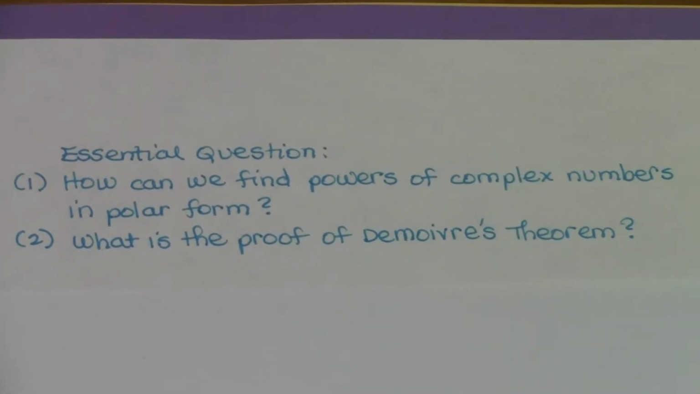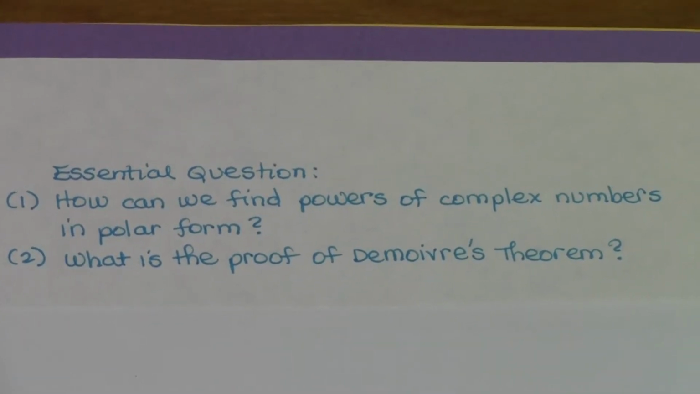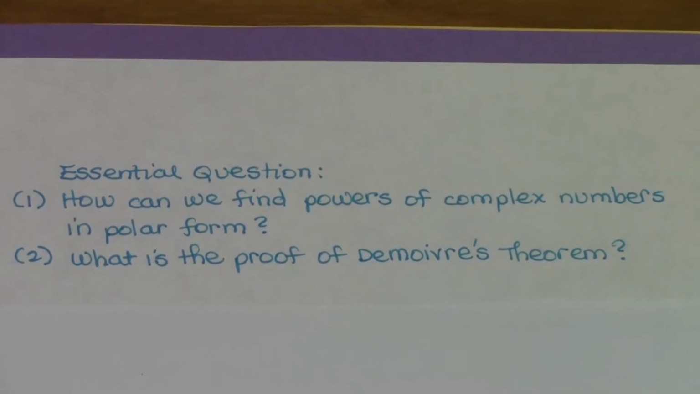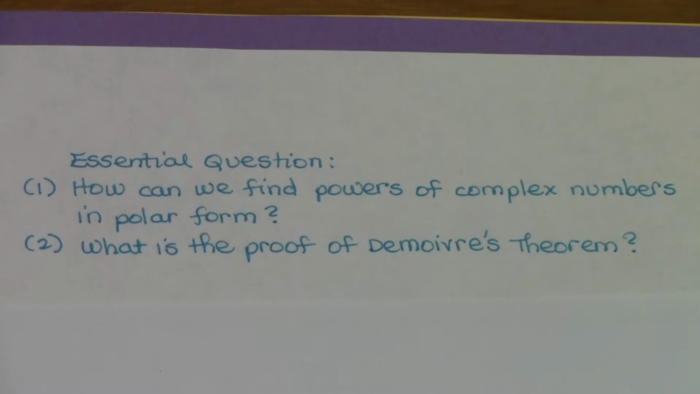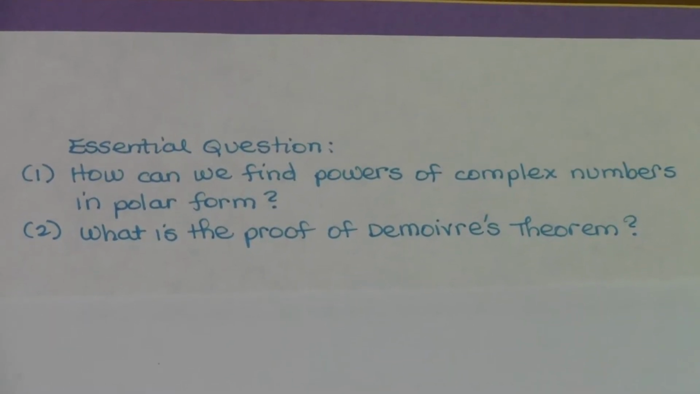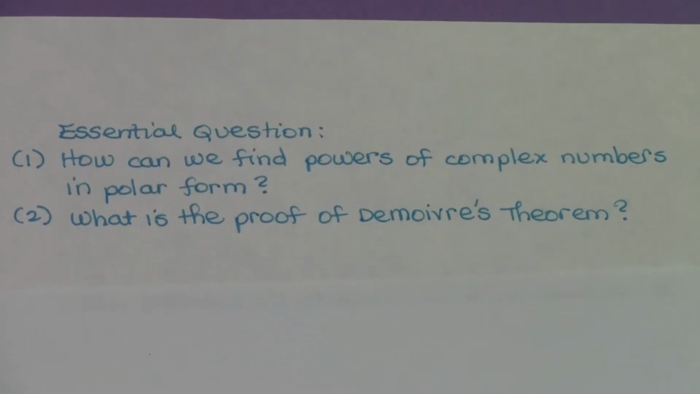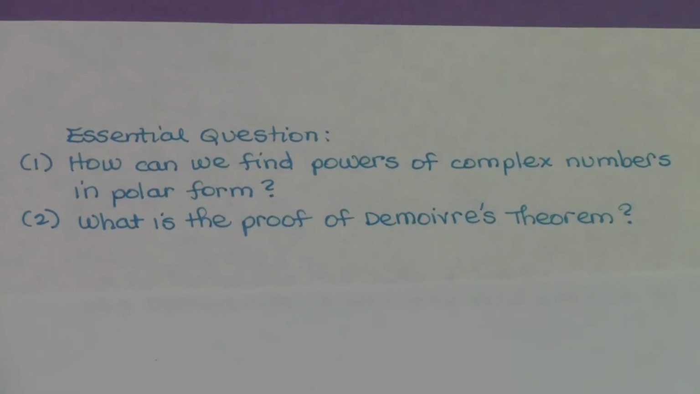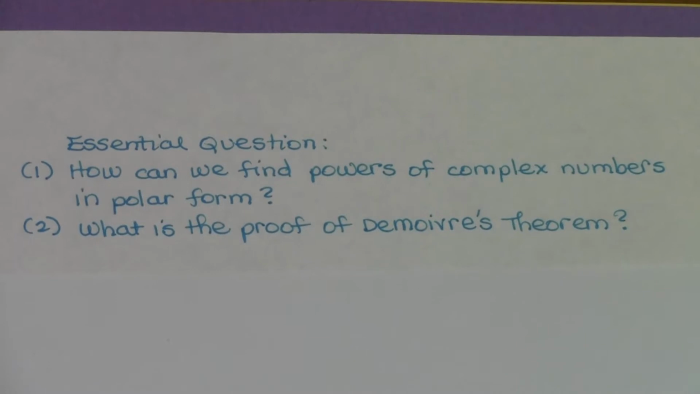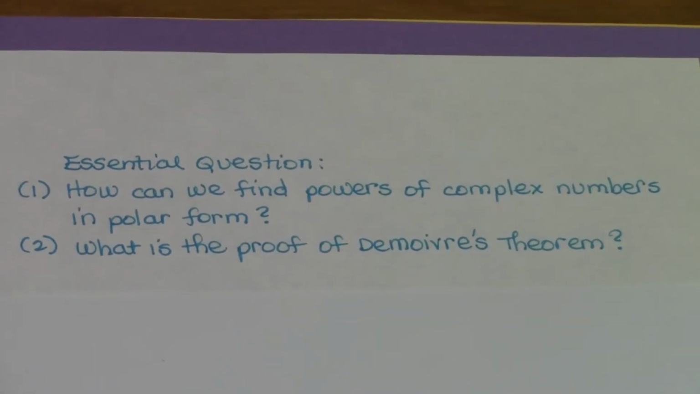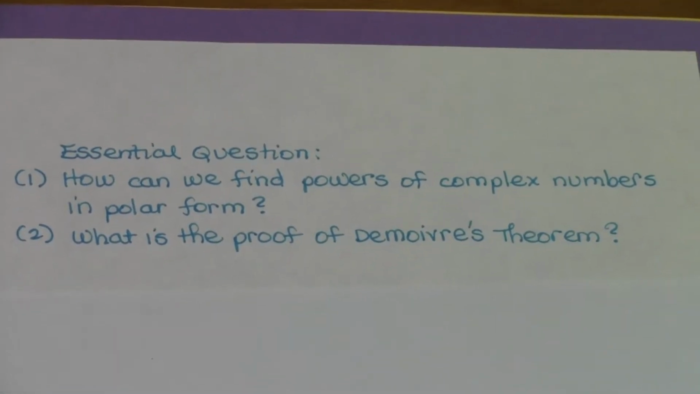Welcome to a video on DeMoivre's theorem. We're going to look at it, do an example of it, and prove it. So the essential question, Cornell Notes style, is: how can we find powers of complex numbers in polar form? And the answer to that is we will use DeMoivre's theorem, and then we will go ahead and prove DeMoivre's theorem so we can use it legitimately.